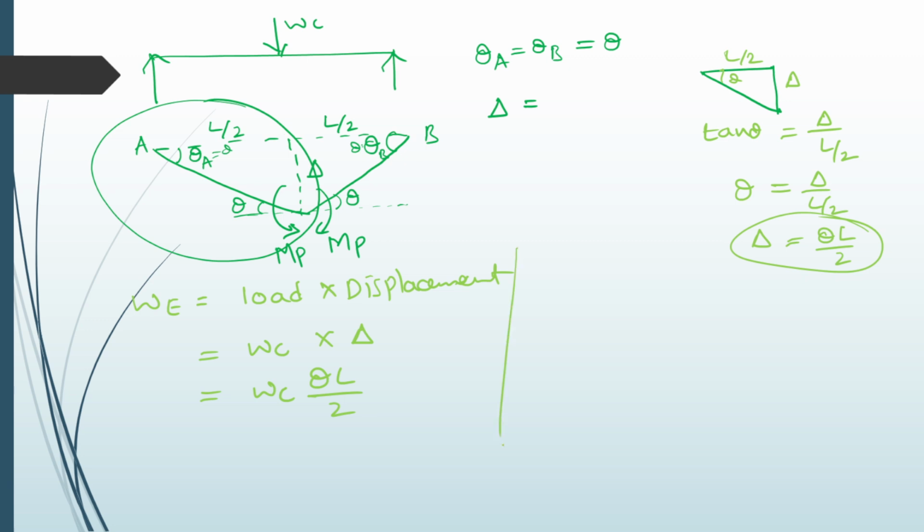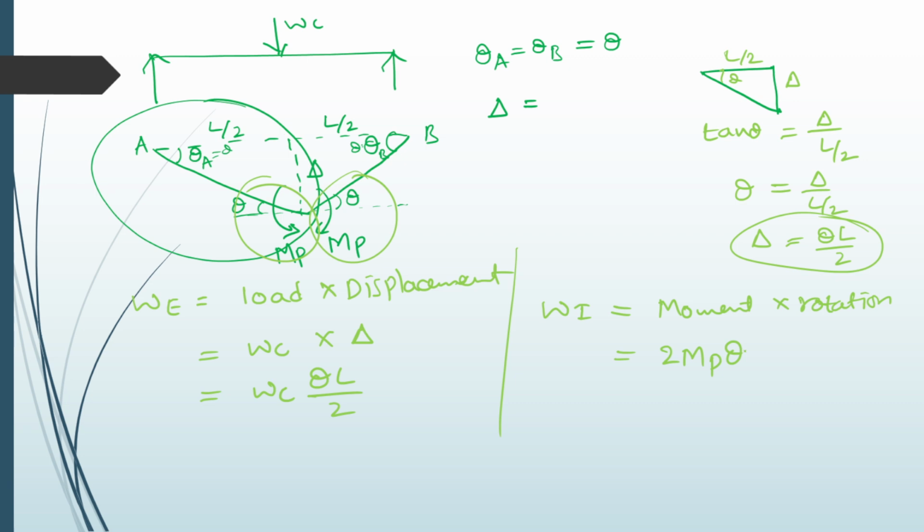We also identify the right hand side, that is the internal work done. Internal work done means moment into rotation. Which moment? It is the plastic moment, into rotation. How many plastic moments are there? Two plastic moments are there, with respective rotations: Mp theta and Mp theta. So we can write 2 Mp theta.